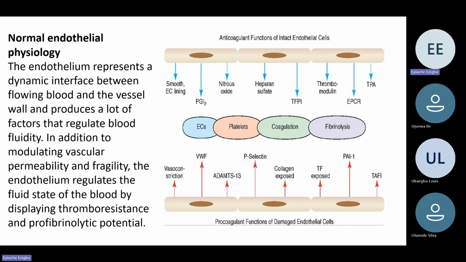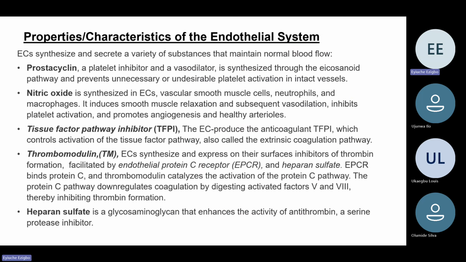So the endothelial cells do not support blood clotting due to some of the substances they synthesize and secrete. Like prostacyclin, which is a platelet inhibitor and a vasodilator. It is synthesized through the eicosanoid pathway and prevents unnecessary or undesirable platelet activation in intact vessels.